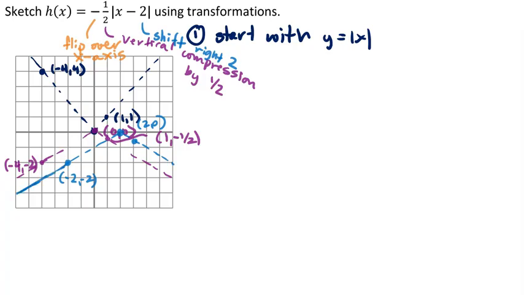Oh, and that doesn't need to be dashed. That's actually my final graph. So my final answer is that blue one. And again, erase as much or as little as you want to if you think it's not clear what your final answer is. But that's what I'm getting.